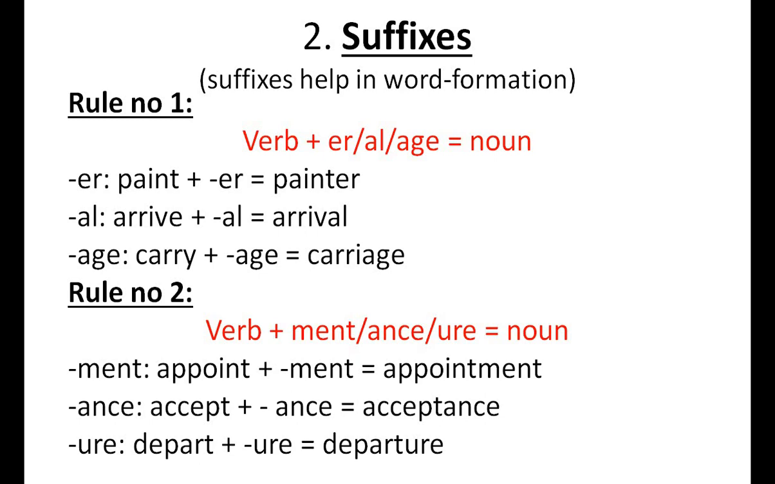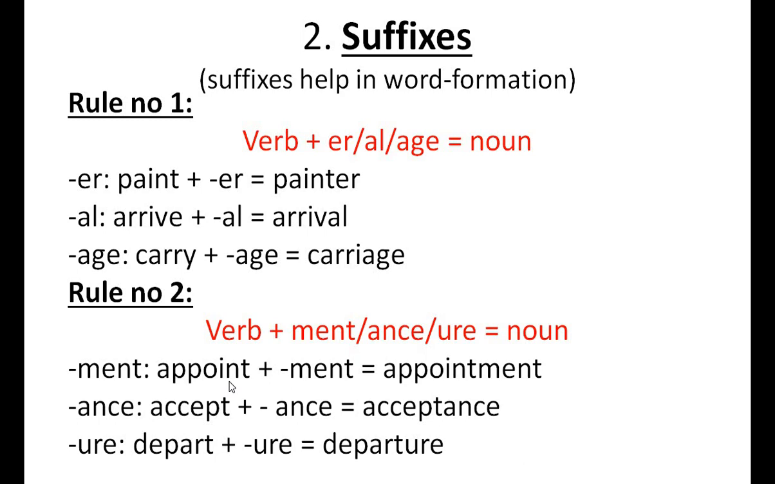Rule 1: verb plus er, al or age is equal to noun. When you add a suffix, if you add er to paint, it becomes painter. Paint is a verb, but when you add er, it becomes painter. Arrive: if you add al, it becomes arrival. So arrive was a verb and it becomes a noun. Carry was a verb, and with the addition of age, it becomes carriage. It becomes a noun.